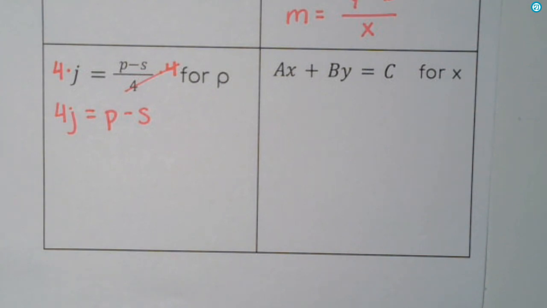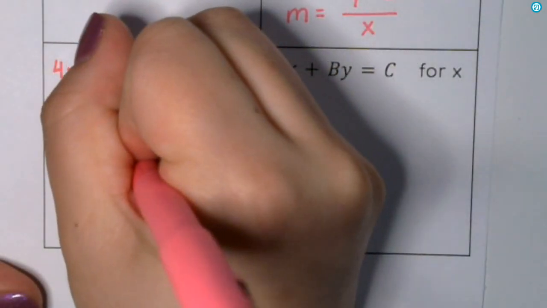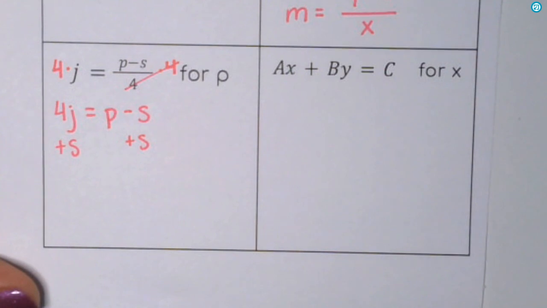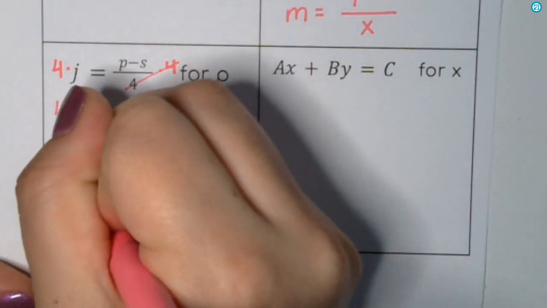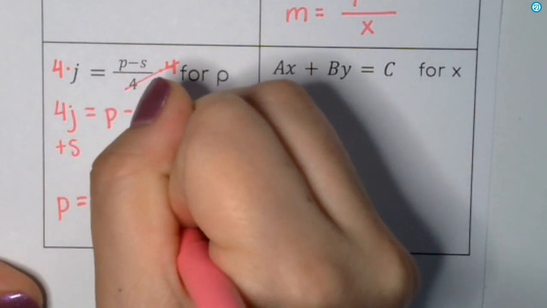And then from there, we need to get P by itself. What's keeping P from being by itself? Minus S. What's the opposite of minus S? Plus S. So we're going to add S to both sides. So we now have P equals 4J plus S.